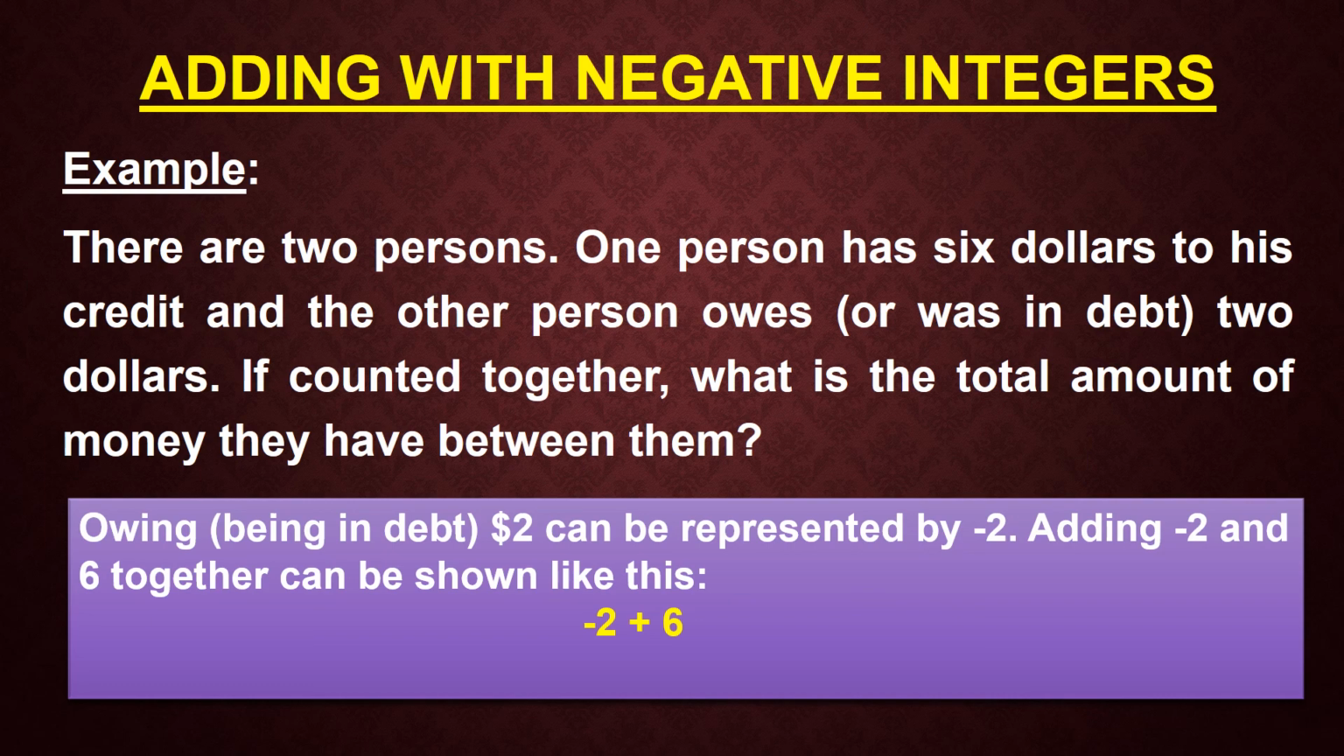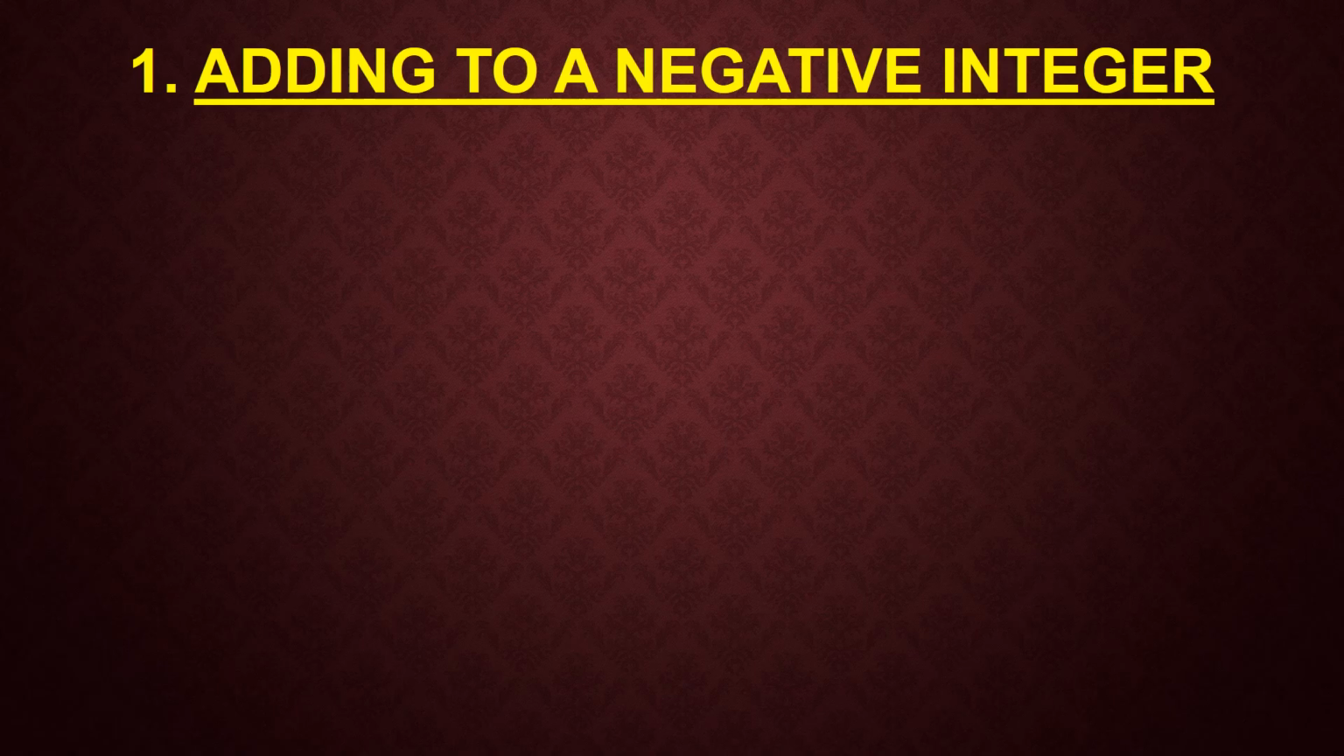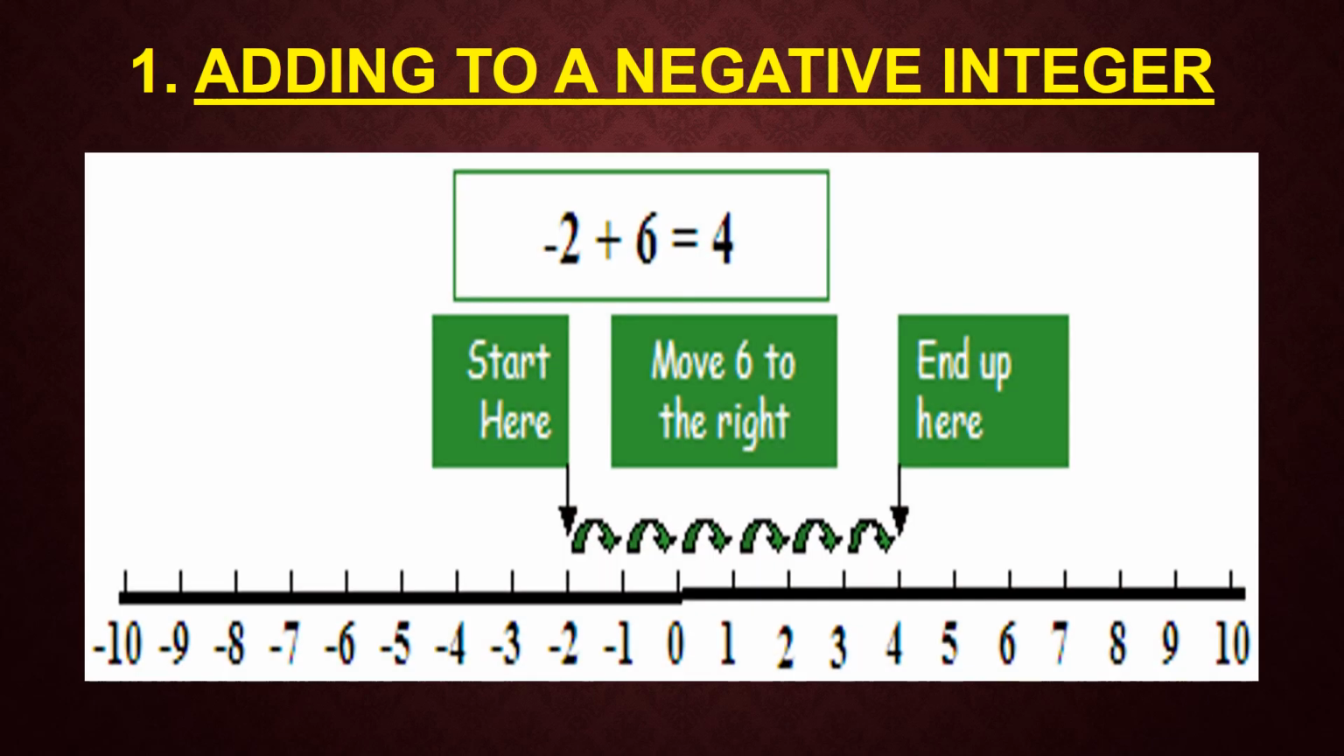Now we will find out ways to solve this. Adding with negative integer can be done in two ways. First one is adding to a negative integer. Let's take one example. Minus 2 is a negative integer. So we are adding 6 to a negative integer.